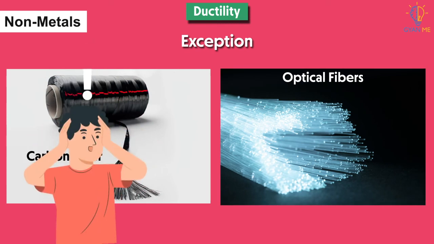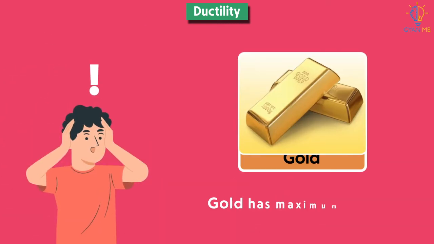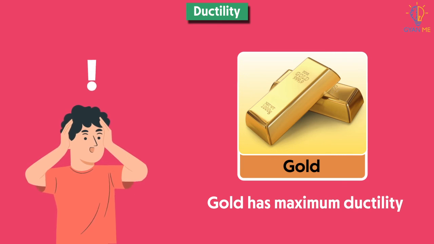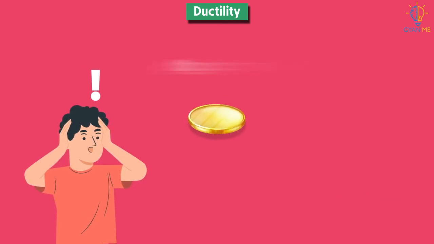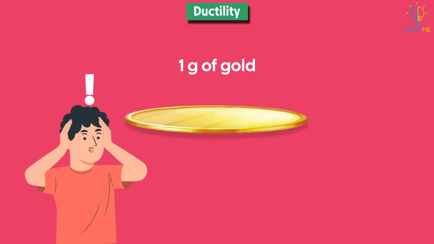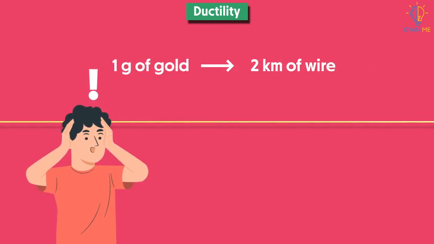You must be surprised to know that gold has maximum ductility. 1 gram of gold can be drawn into a wire of 2 km length.